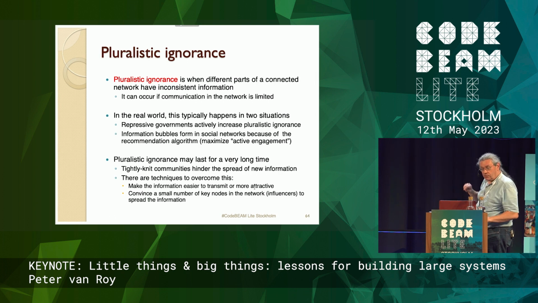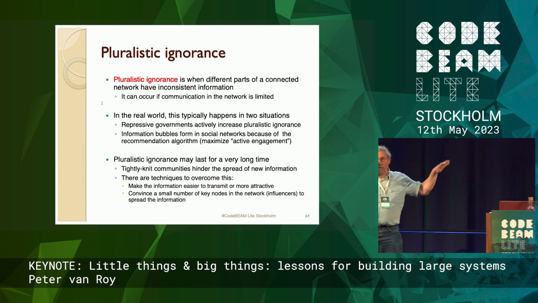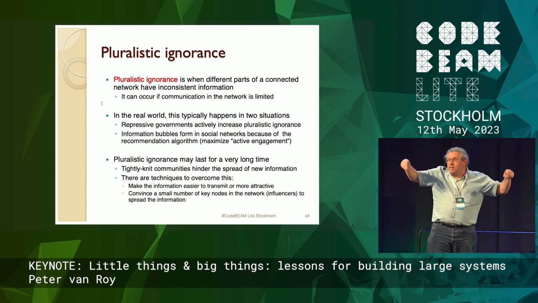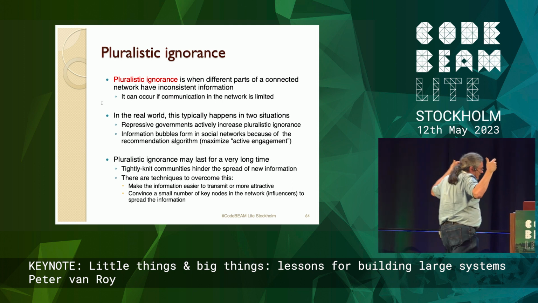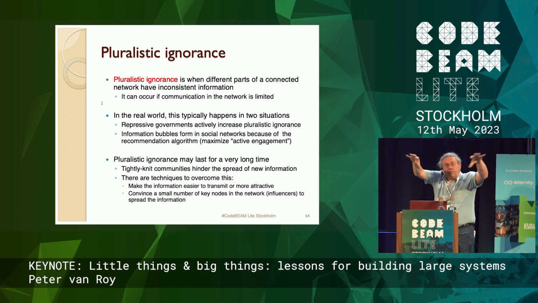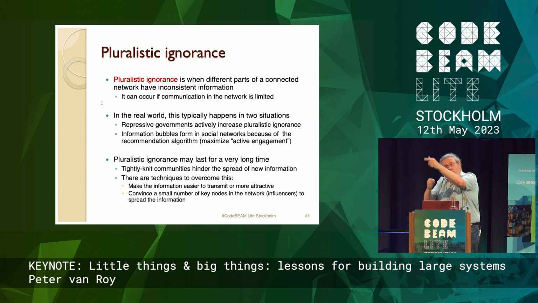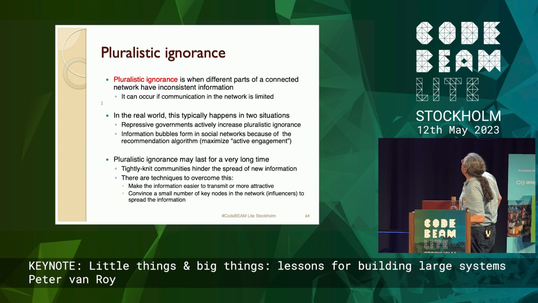This is actually a more important issue. This is a thing that is noticed in the real world, but exists on computer networks, called pluralistic ignorance. You can have a huge network which is connected, and different parts of the network will have inconsistent views on something. Why? Because maybe there's a small bottleneck and the information doesn't really flow, or maybe the ones at the edge of the bottleneck are not letting the information flow. So in the real world, repressive governments do this, okay? They love pluralistic ignorance, keep the people ignorant, and nowadays, information bubbles form in social networks.